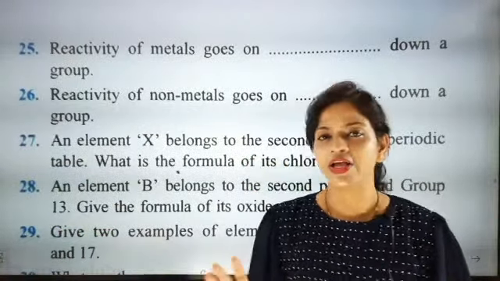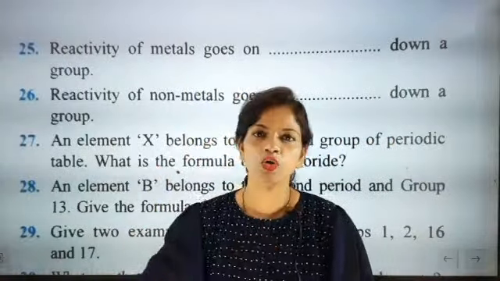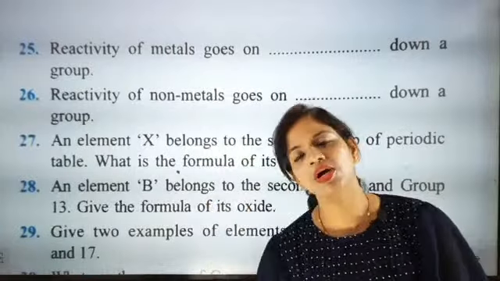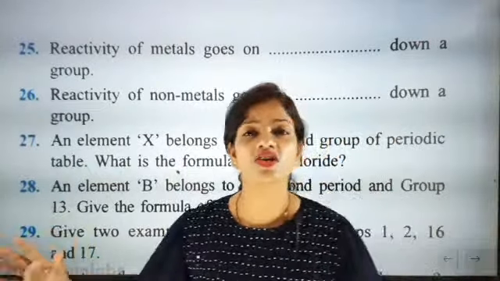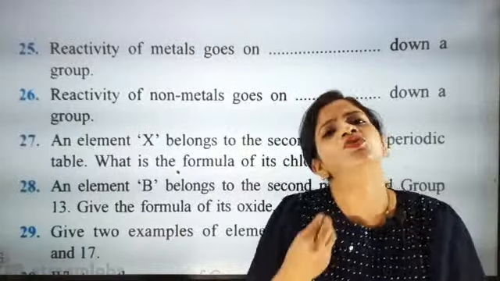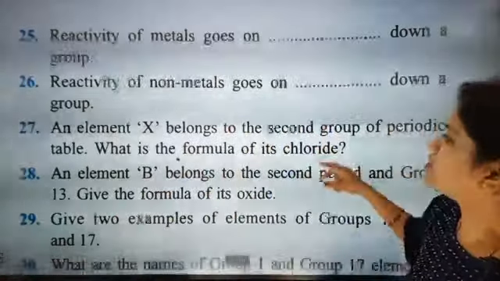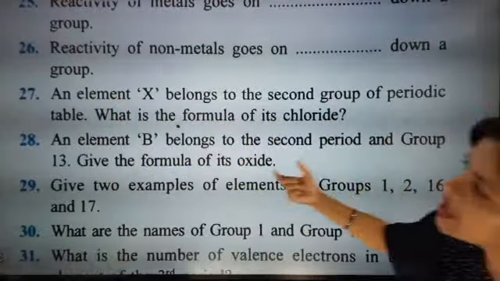So you see what happens in the top 1, 2, 3 elements of the group: they are taking electrons very nicely. But when you go down, they will not take electrons so nicely, because now their structure is big. They are willing to give rather than take, and because of that it is going to decrease. Next question: an element X belongs to the second group of the periodic table.